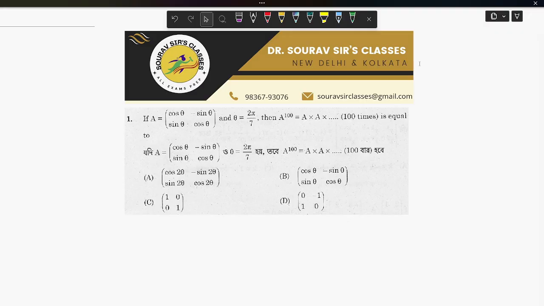Okay, so now we are going to solve a problem which appeared in the WBJEE, and the question is telling us that if A equals cos theta, minus sin theta, sin theta, cos theta, and our theta is equal to 2 pi by 7, then A to the power 100, that means matrix multiplication up to 100 times, is equal to what? There are four options here: cos 2 theta, minus sin 2 theta, sin 2 theta, cos 2 theta; the identity matrix 1 0 0 1; and 0 minus 1 1 0. So what can be done here?